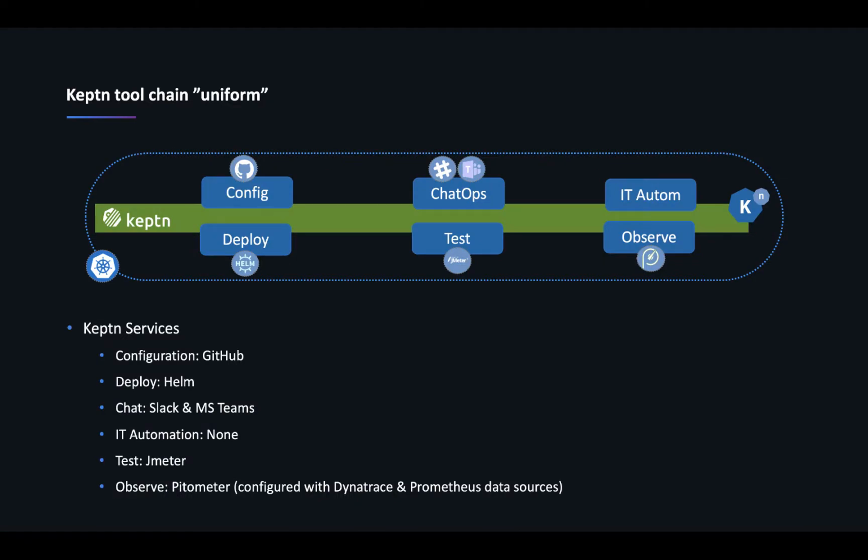The particular environment is set up with a keptn uniform file with a series of basic services: GitHub, Helm, Microsoft Teams, JMeter, as well as Perfspec, which is configured with data sources of Dynatrace and Prometheus.